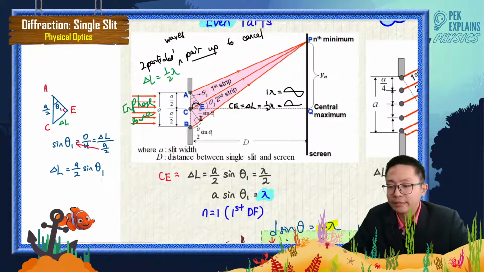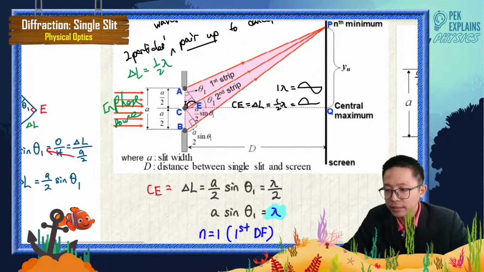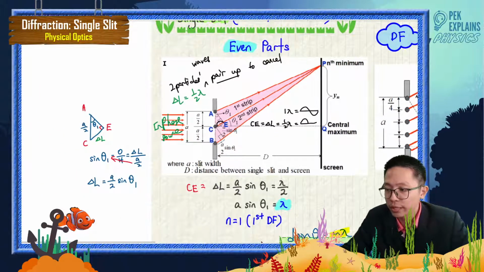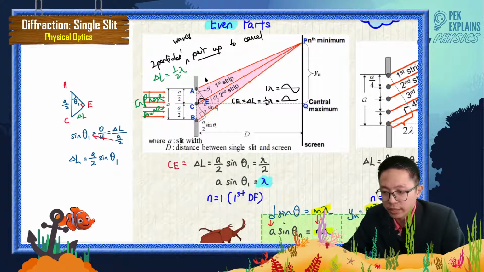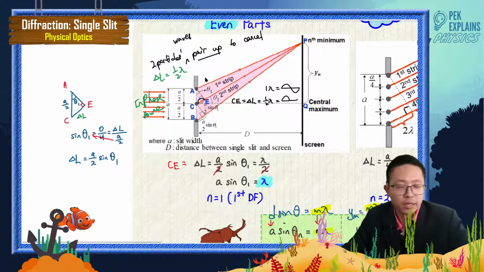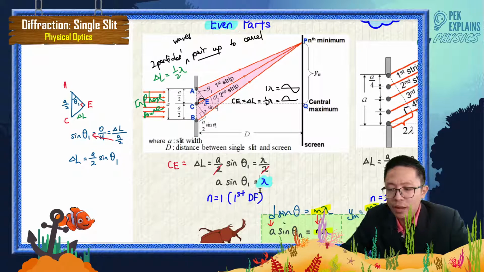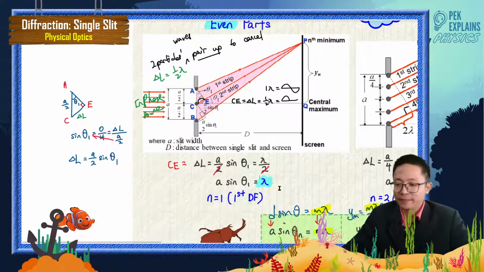So delta L is A over 2 sine theta 1, and it is half lambda to produce the dark fringe. So now these two can cancel each other, and in the end we get A sine theta 1 equal to lambda.